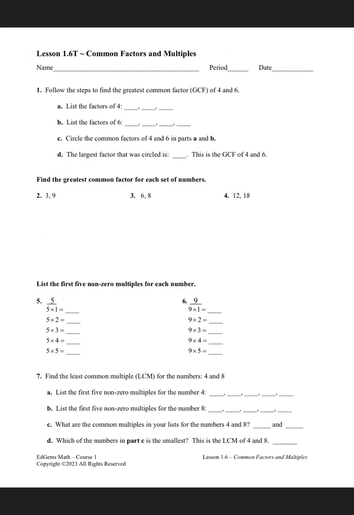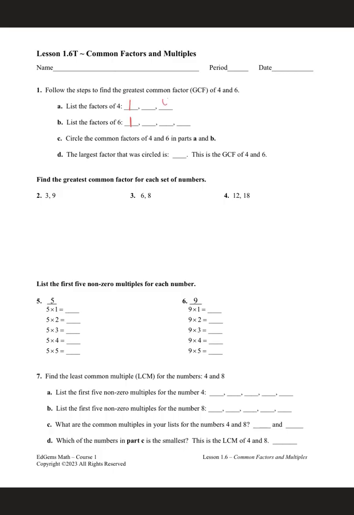Okay, so here we are on lesson 1.6T, the worksheet here. So, common factors and multiples. For number 1, it says list the steps to find the greatest common factor or GCF of 4 and 6. For part A, it says list the factors of 4. The smallest factor of any and all numbers is 1. Okay, the largest factor of any number is the number itself.